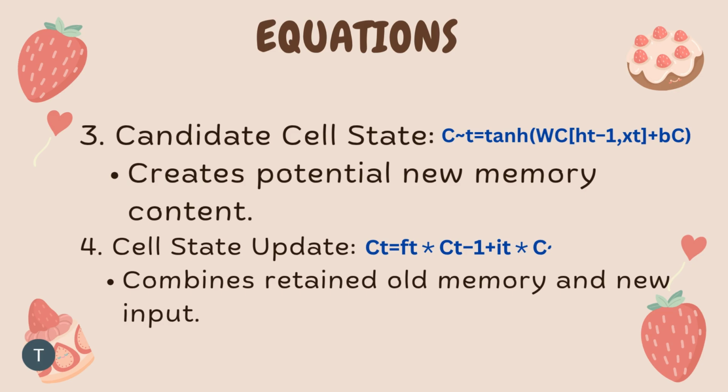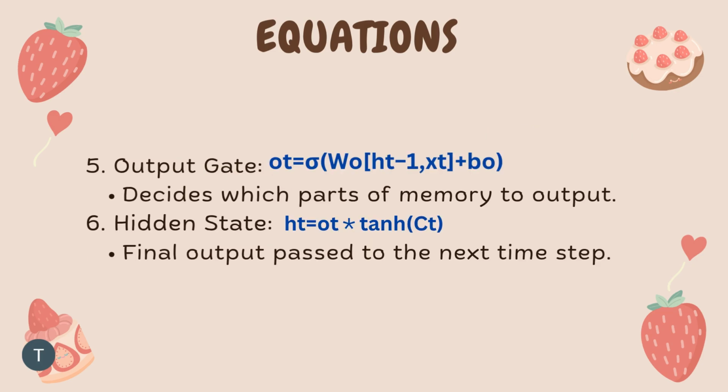And now we are going to see about the output gate, where the output gate is denoted as o_t, where the output gate decides which parts of memory are to be output, and the hidden state is the final output passed to the next time step, where the hidden state is denoted as h_t.